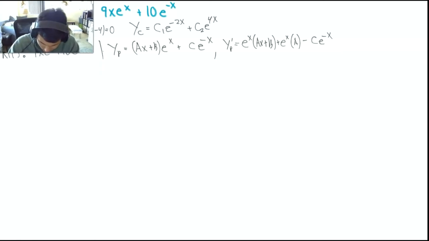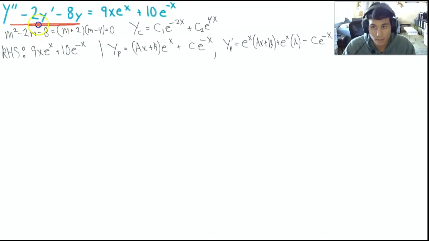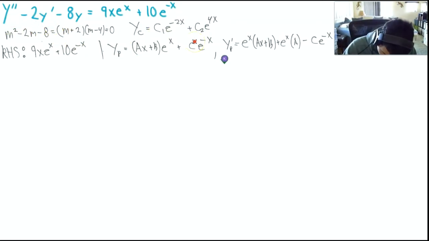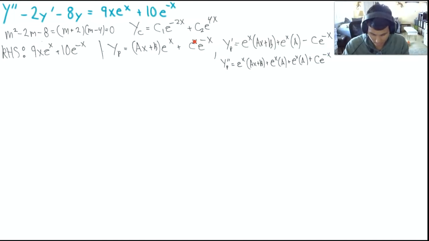Let's find y double prime. We need to find y double prime because we need to recreate this differential equation. So y double prime is e to the x times ax plus b, plus e to the x a, plus e to the x a, and the minus turns into plus c e to the negative x. Let's rewrite y double prime p over here.